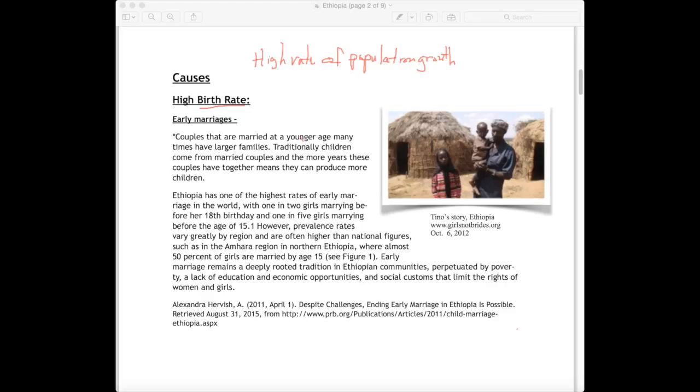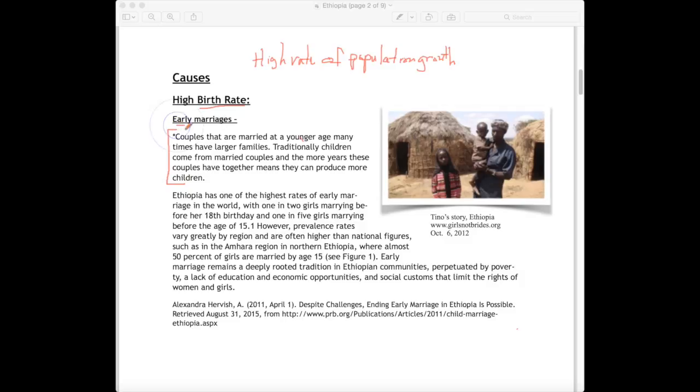What are some of the reasons why Ethiopia has a high birth rate? Generally, these can be looked at in many different countries, not only Ethiopia, but I'm going to give you some specific reasons and examples from Ethiopia below. So this first section is going to be about generally what causes high birth rates.